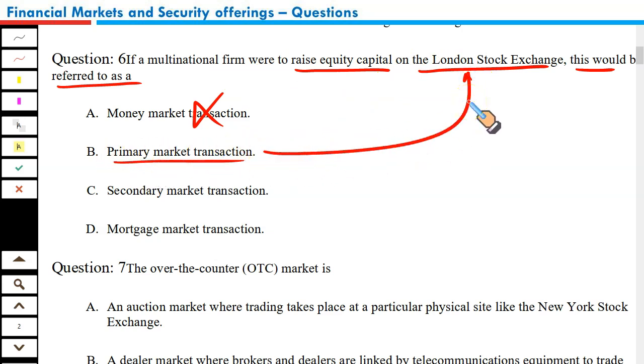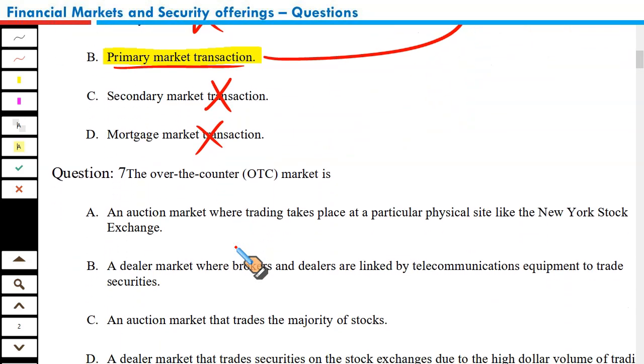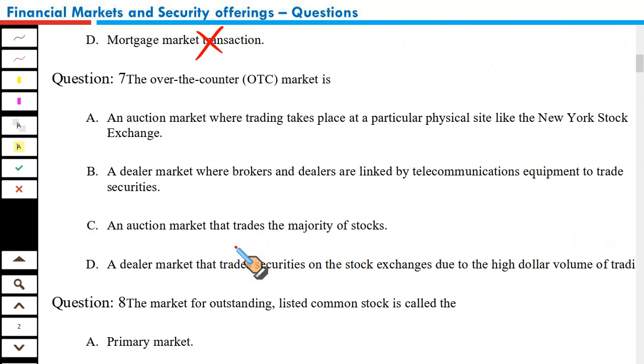Once the shares have been issued and now the different participants in the market buy and sell and purchase, that would be a secondary market transaction. So it is a primary market transaction, and that makes B the correct option. It's not a secondary transaction, it is not a mortgage market transaction, so clearly B is the right option. Then we have question number 7. Over the counter market, OTC, is what kind of market?